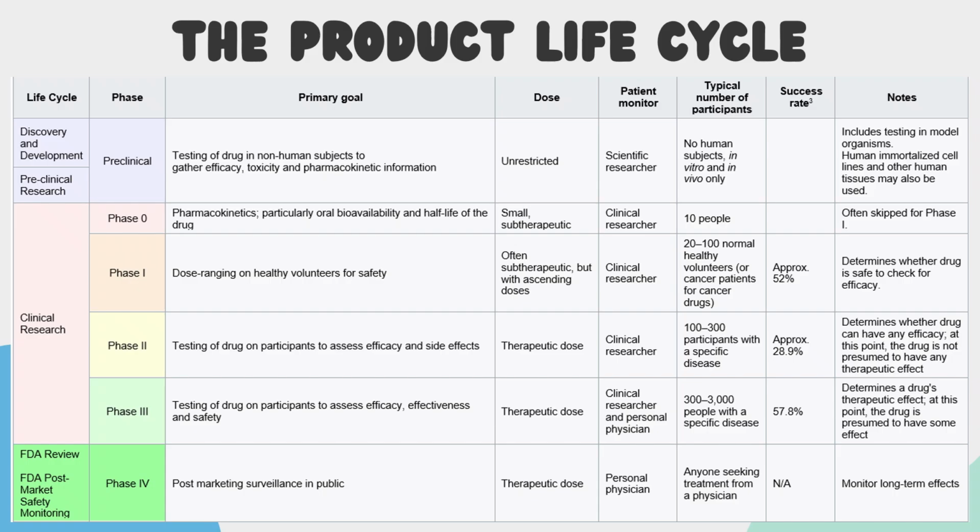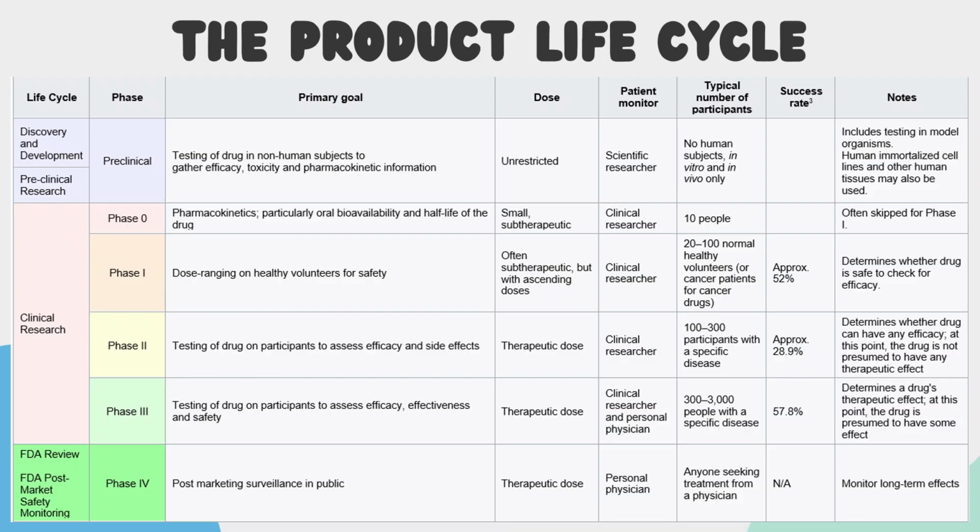Okay, class, here's a more detailed breakdown of the product life cycle of a drug. First, discovery and development. Dito pa lang sa simula, scientists perform lots of experiments, usually sa laboratory pa lang, using test tubes, cells, or animal models. Wala pang humans involved. The goal, to check if the drug candidate is promising in terms of safety and basic effects. Then comes preclinical research.